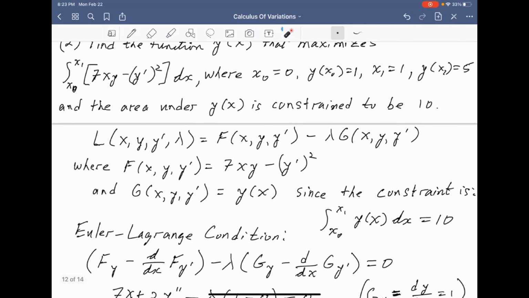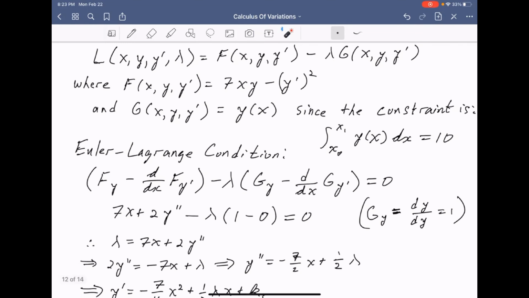We form the Lagrangian. Here's the Lagrangian. Remember, we include that Lagrange multiplier. F of x, y, y prime minus lambda g of x, y, and y prime, where f of x, y, y prime is equal to 7xy minus y prime squared. That is the f part, and g of x, y, y prime is equal to y of x. And the reason for this is that the constraint is that this integral from x0 to x1 of y of x is equal to 10.